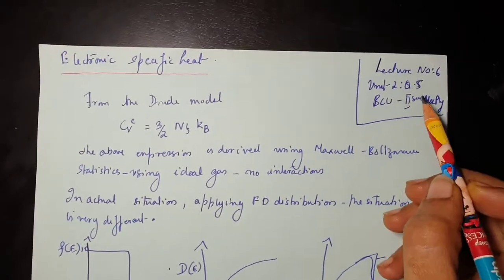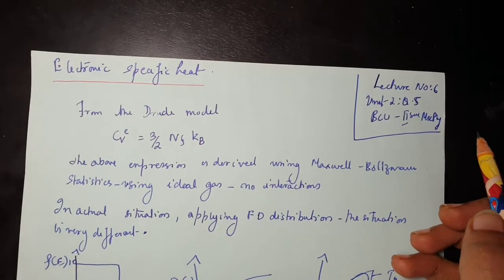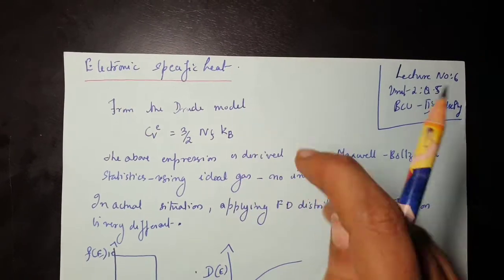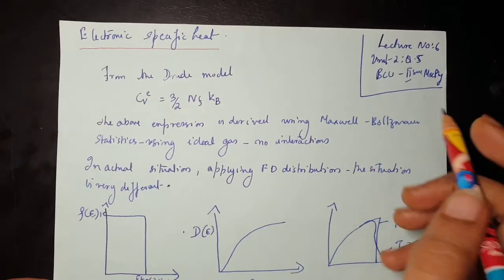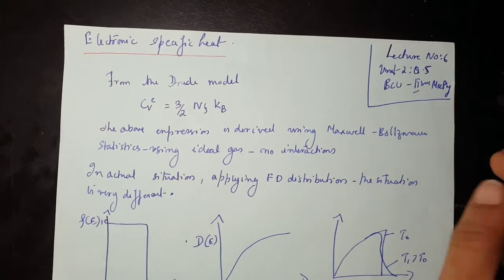Hello everyone, this is our lecture number 6 and today we are going to discuss electronic specific heat, the electronic contribution to specific heat. So this is your unit 2 quantum statistics, BCU second semester MSc physics.